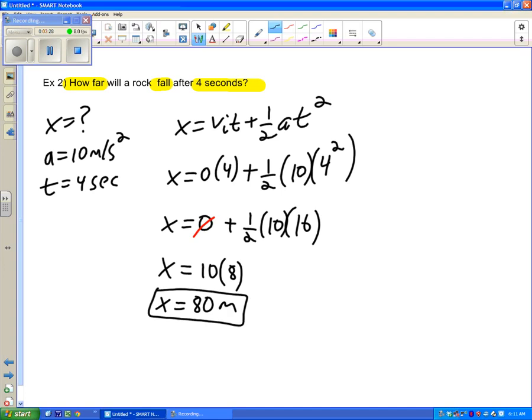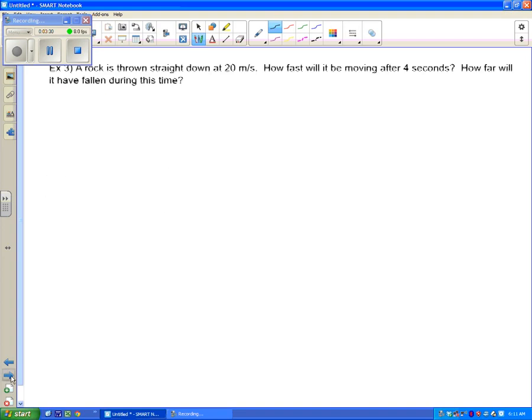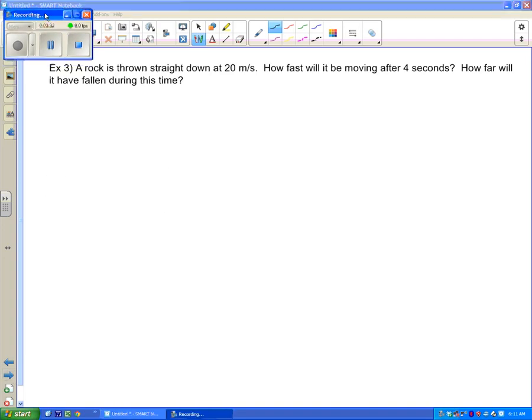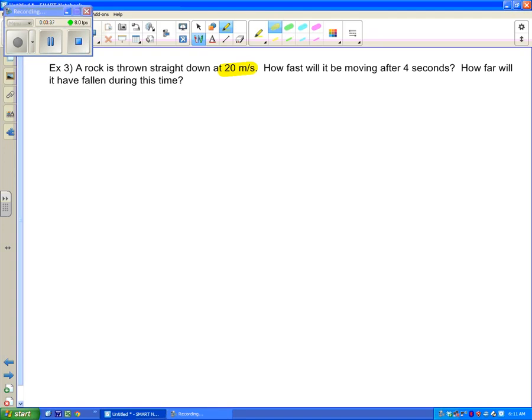There we go. All right, and our last example. For this one, a rock is thrown straight down at 20 meters per second. I want to find out how fast it's moving after 4 seconds. It is going to be falling. So there's actually 2 questions here. How fast will it be moving, and how far has it fallen? So let's do the fast first.